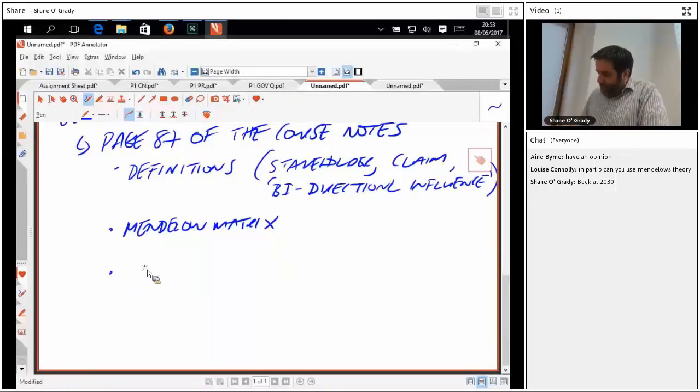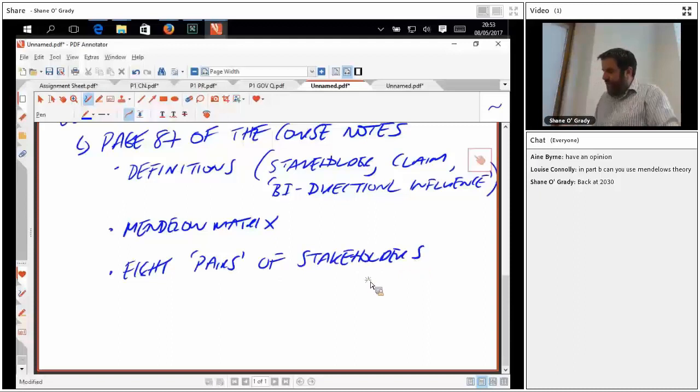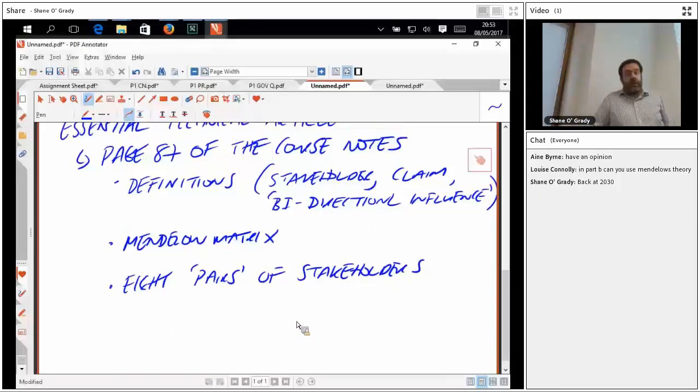Okay, and then we basically have, all right, the 8 pairs of stakeholders. And this is crucial now, that you make sure you have this technical knowledge. So, we've covered a lot of that. I think we're quite happy with what a stakeholder is, what a stakeholder claim is, their demand, their expectation, their desire. And it mightn't be a valid claim. It might be an outrageous claim.